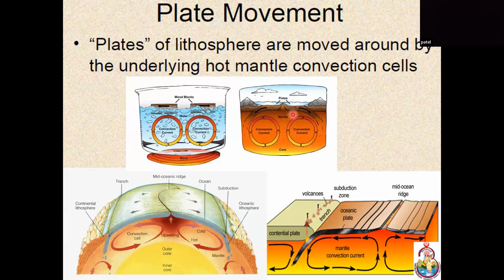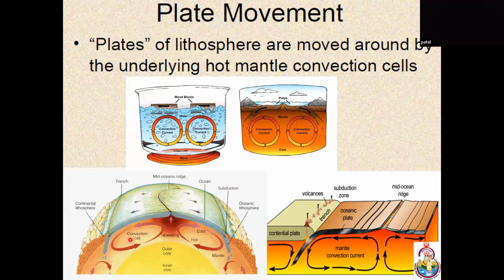Convectional currents are rising, and where these convectional currents are going on, the plates are going down. So what I want to say is that in the middle, where the convectional current is rising, the new plate is being generated, and the old part of the plate is going down, where the convectional current is going down.